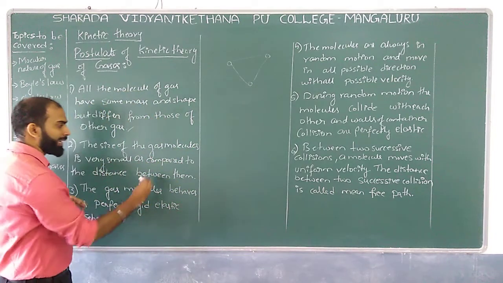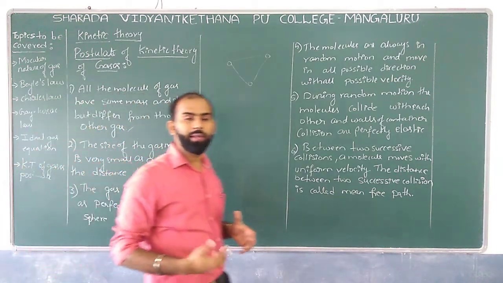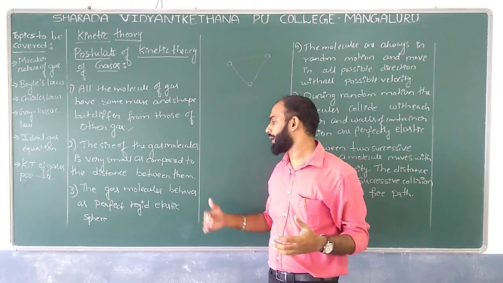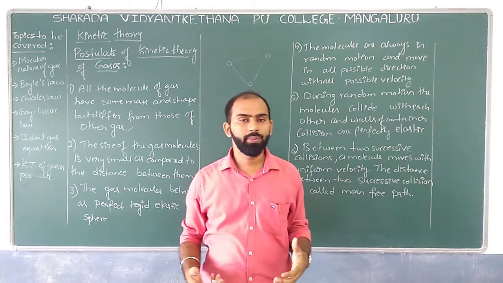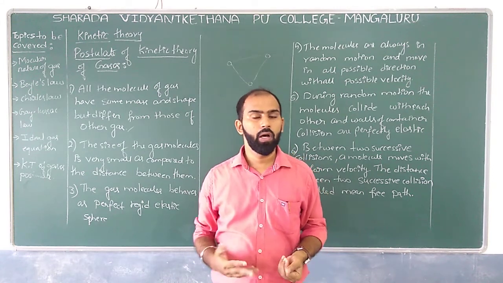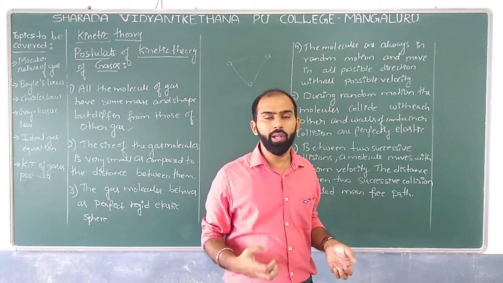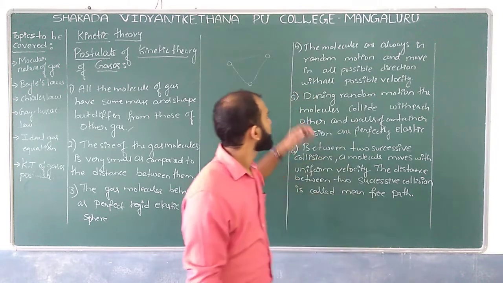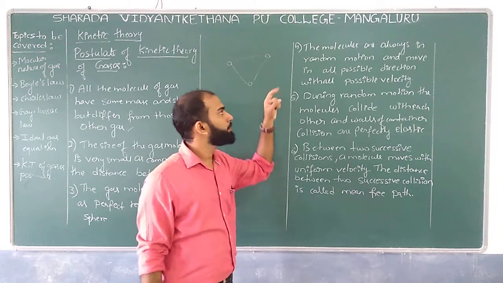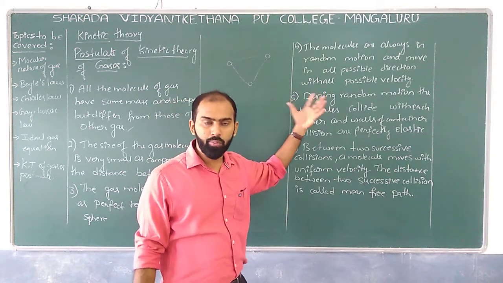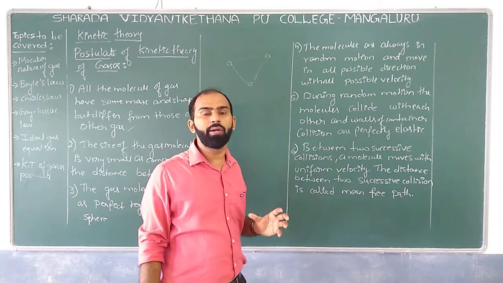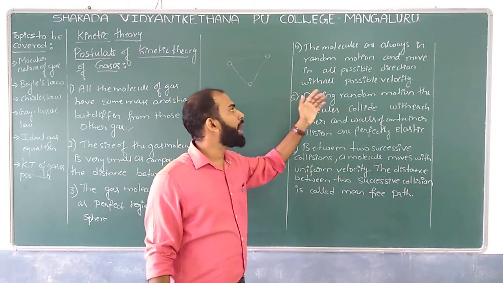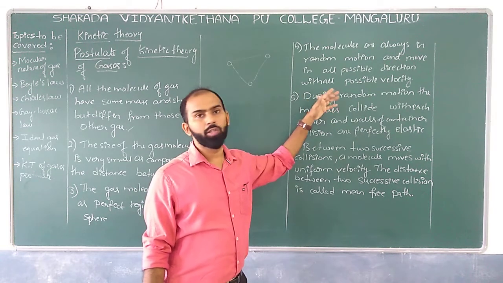That is one more thing we can expect under the second postulate in the kinetic theory of gases. The third one: gas molecules behave like rigid elastic spheres. What do you mean by a rigid elastic sphere? It means that all the molecules, for the time being, move with constant velocity. The fourth one: molecules are always in random motion. Obviously, there is only a loosely bound interatomic force between two gas molecules. That's why they move in all possible directions with all possible velocities.